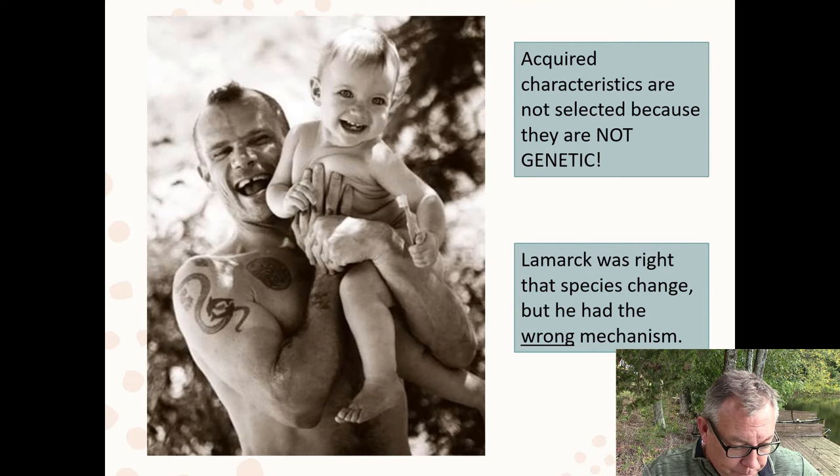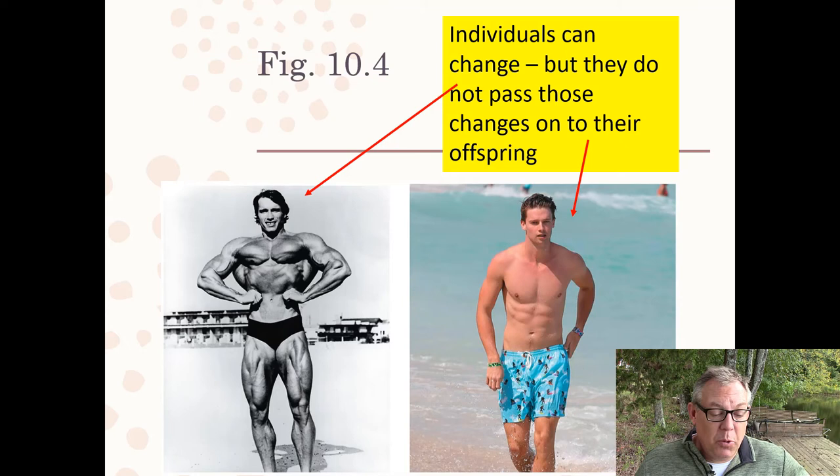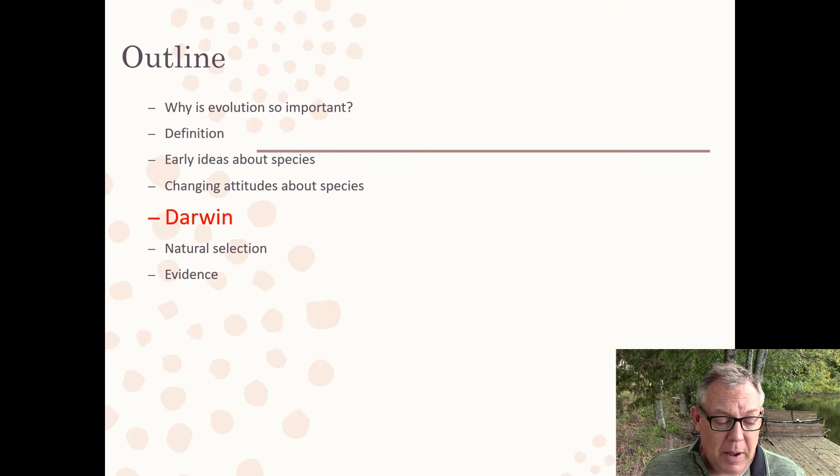And so here's again an example from your book, kind of similar to my earlier example. Here's Arnold Schwarzenegger, who's got this acquired muscle body, and then on the right is his son, right? And his son was not born with the same muscles because those big muscles that Arnold has are not genetic. They're acquired, right? There are genetic characteristics that Arnold has that he did pass on to his son, but not those great big muscles. And so that's the problem with Lamarck's hypothesis.